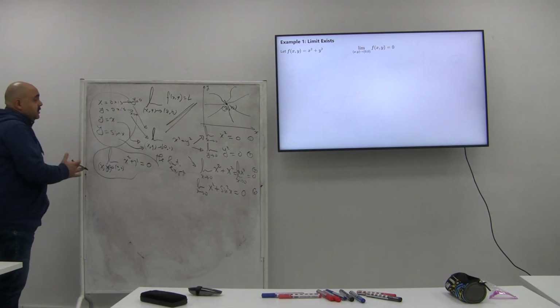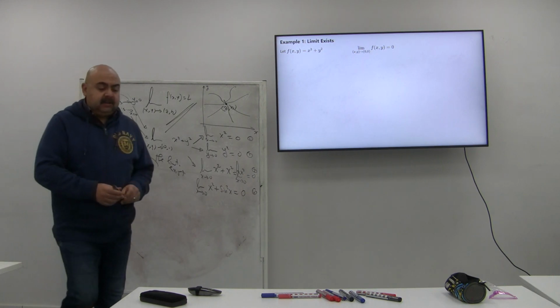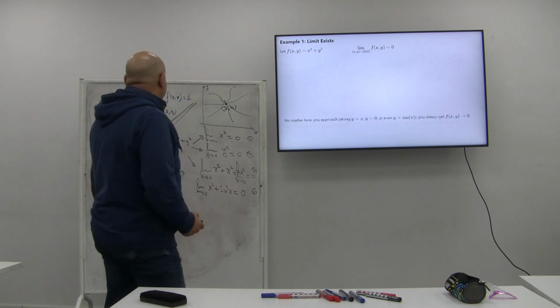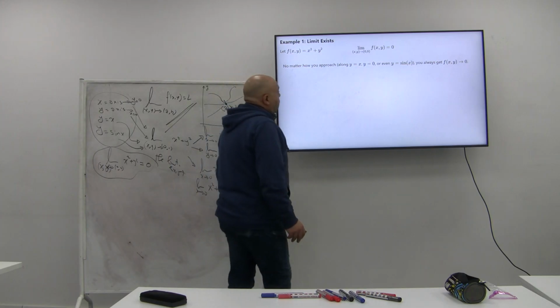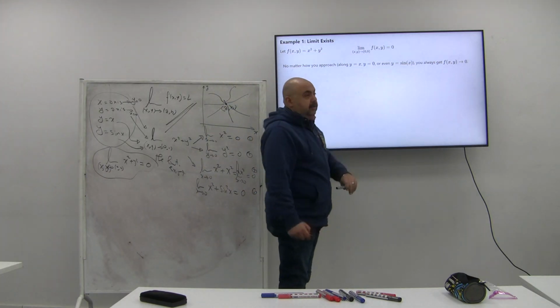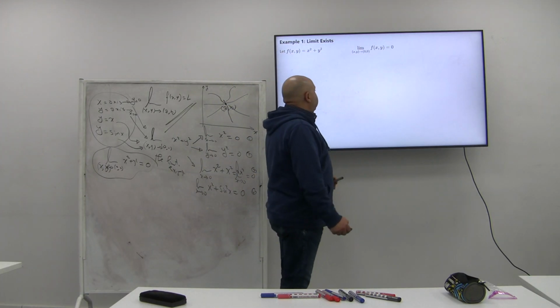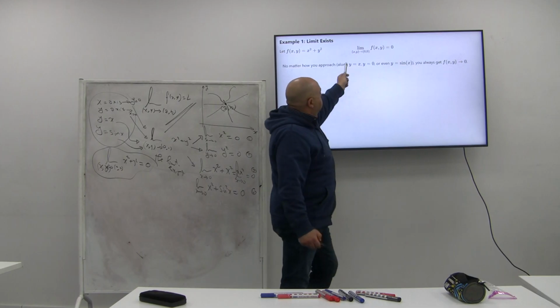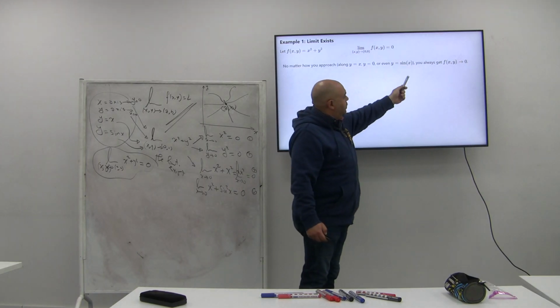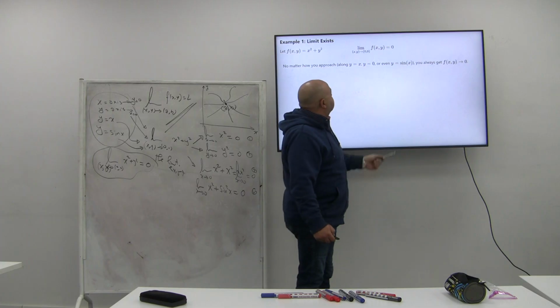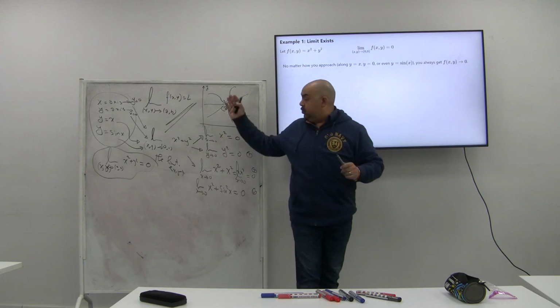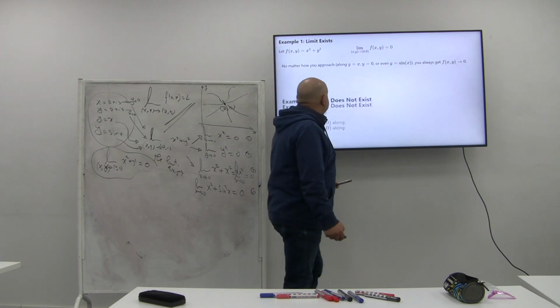Let me first finish the explanation and then I will show you another example. So if y equal to x, y equal to 0, even y equals sine x, you will get the same result once you substitute, as we saw: it will equal 0.